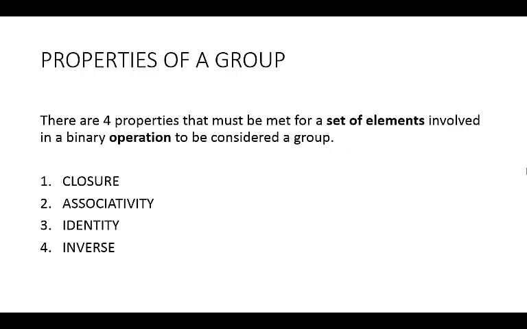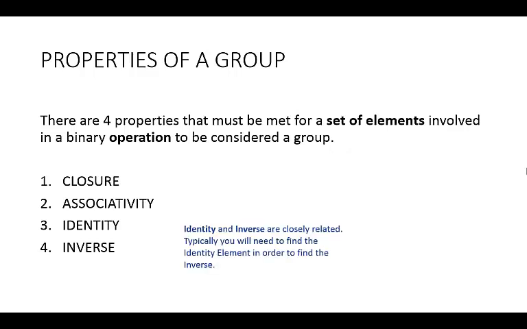Now right from the start, it's good to note that identity and inverse are very closely related. Typically you'll need to find or to know the identity element in order to find the inverse. Closure and associativity are found quite independently. So what do these words mean?